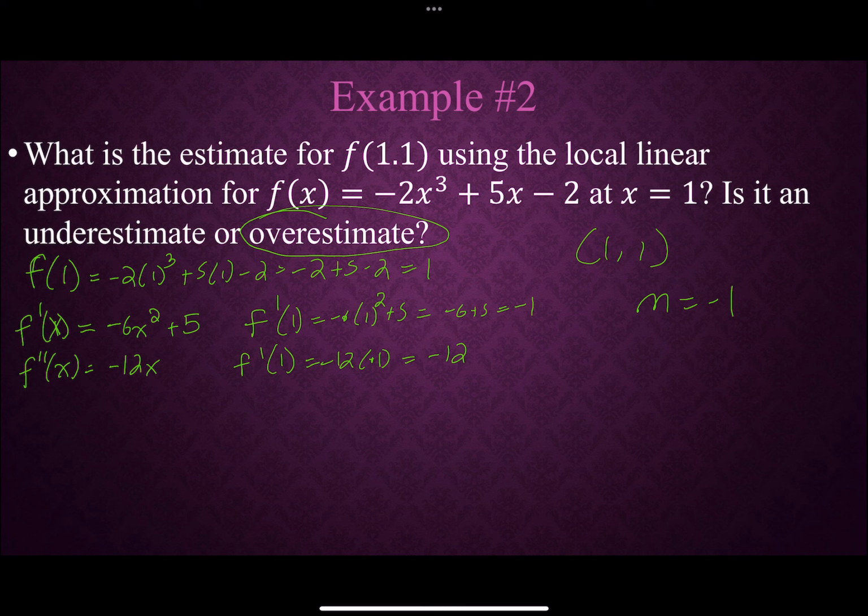All right, so using our information, we're filling in our corresponding point. So it's y minus 1 equals negative 1 times x minus 1. We're going to fill in the 1.1 for x.